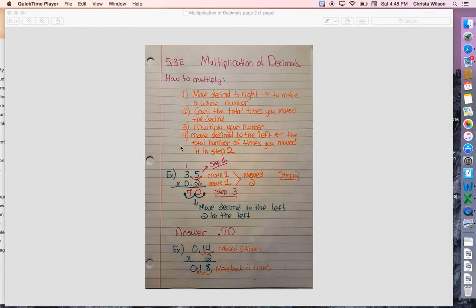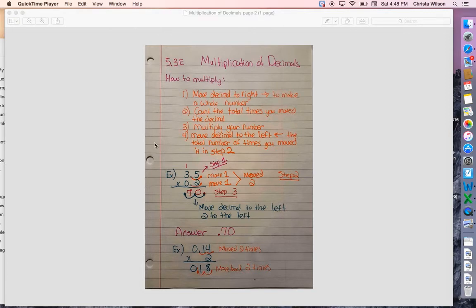The last step in multiplying decimals is to move the decimal back to the left where it was, but you have to move the total number of times you moved it in step 2, which we determined we moved the decimal twice. So now we move our decimal 2 times. We move it here behind the 7 and then in front of the 7. So we moved it 2 times to the left. So our answer is 7/10.